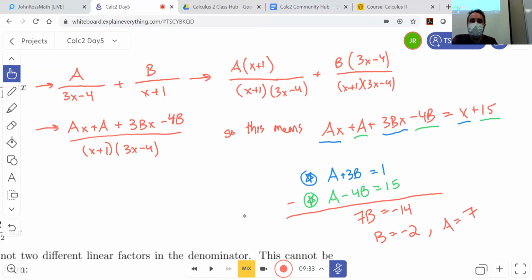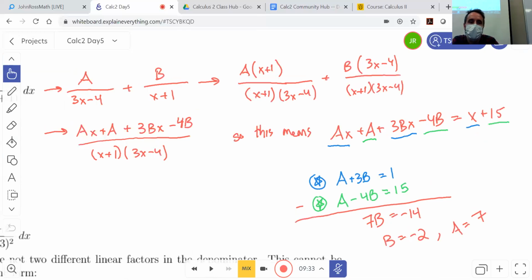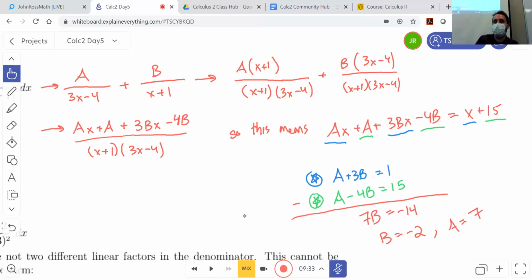All right, so your mileage may vary, but briefly discussing what I have done here, I went ahead and I rewrote it as a over 3x minus 4 plus b over x plus 1. I then rewrote it over a common denominator, and in doing so, I got that it was equal to ax plus a plus 3bx minus 4b over the common denominator of x plus 1 times 3x minus 4. Again, that numerator I got by just distributing the a across the x plus 1 and the b across the 3x minus 4.